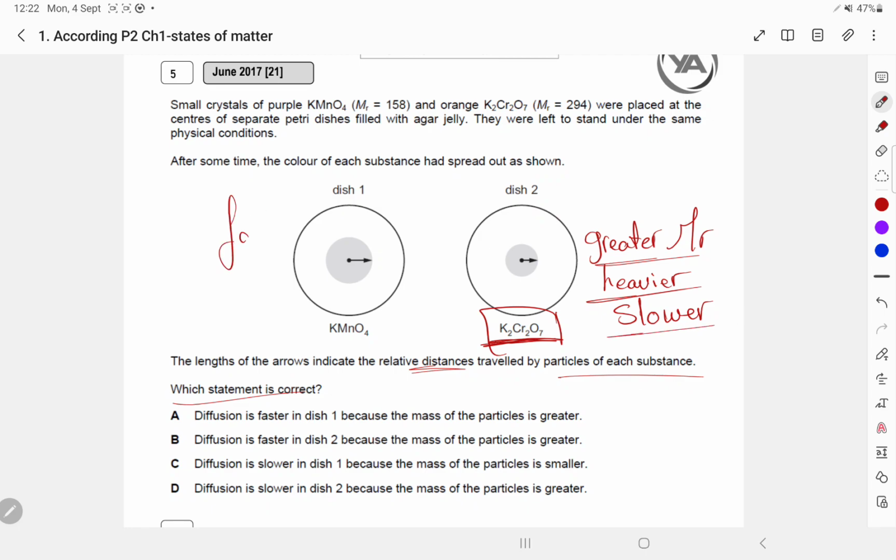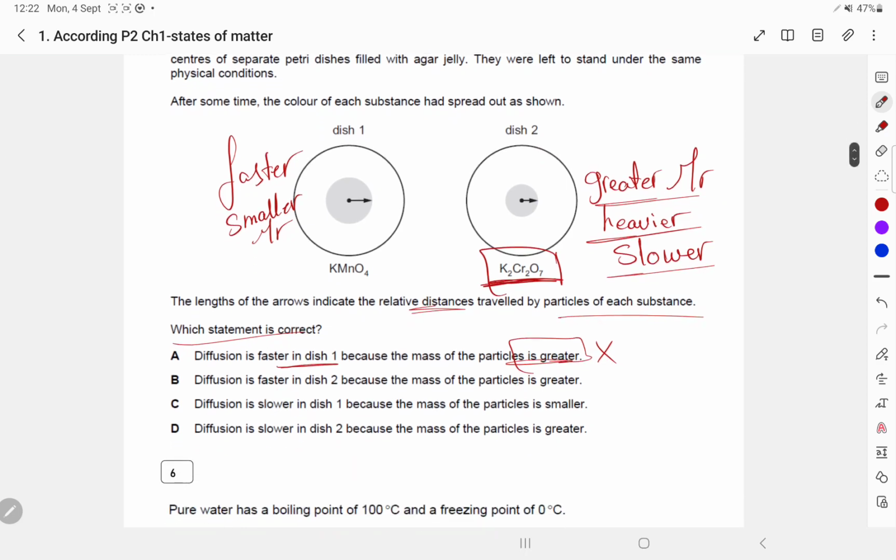Dish 1, it will move faster because it has smaller MR. So diffusion is faster in dish 1. Okay, this is correct because the mass of particles is greater. Oh, this is incorrect because the particles are lighter, not greater. Okay, faster in 2? No, we said slower in 2. Slower in 1? No, we said that it is faster in 1. So diffusion is slower in dish 2, as we said, because the mass of the particles is greater. Yes, the mass of the particles is heavier. So the answer is D.